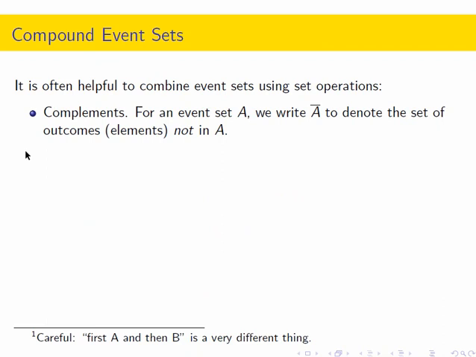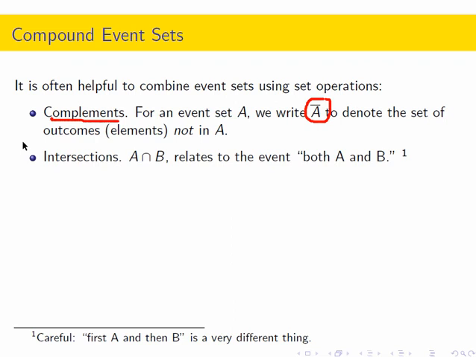So we are also going to take a lot of our event sets and use set operations to break them up and to deal with them more easily. So one of the most powerful probability tools is using set complements. So for an event set A complement, which we'll denote with this bar over the set, A complement are all the outcomes or elements that aren't in A.